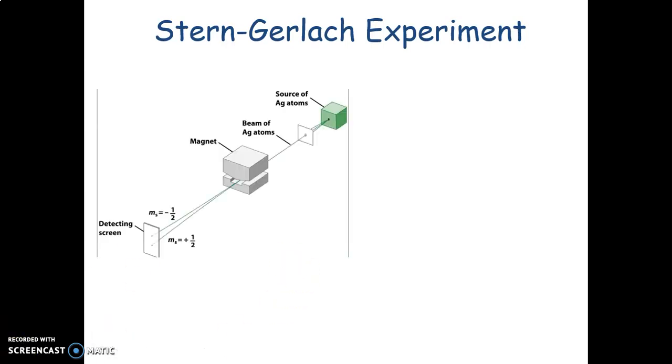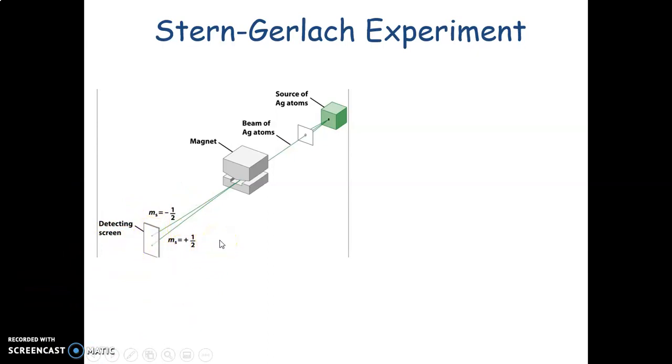They passed a beam of silver atoms through this specially shaped magnetic field, and silver has one unpaired electron. What happens is that if it's quantum, you would see two bands, one going up and one going down. And if it were classical, you would see sort of a generic blob distributed between the limits of these two spots.